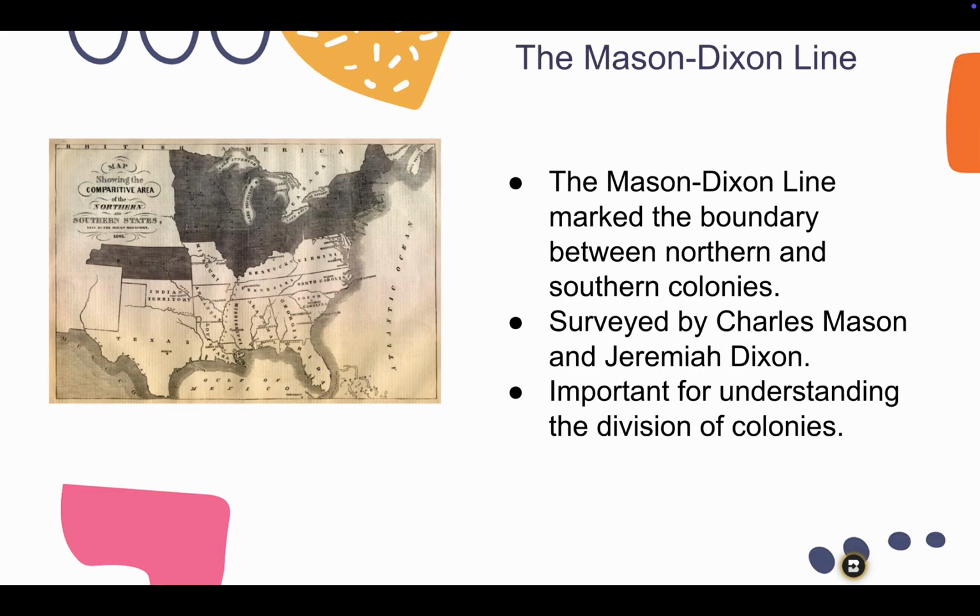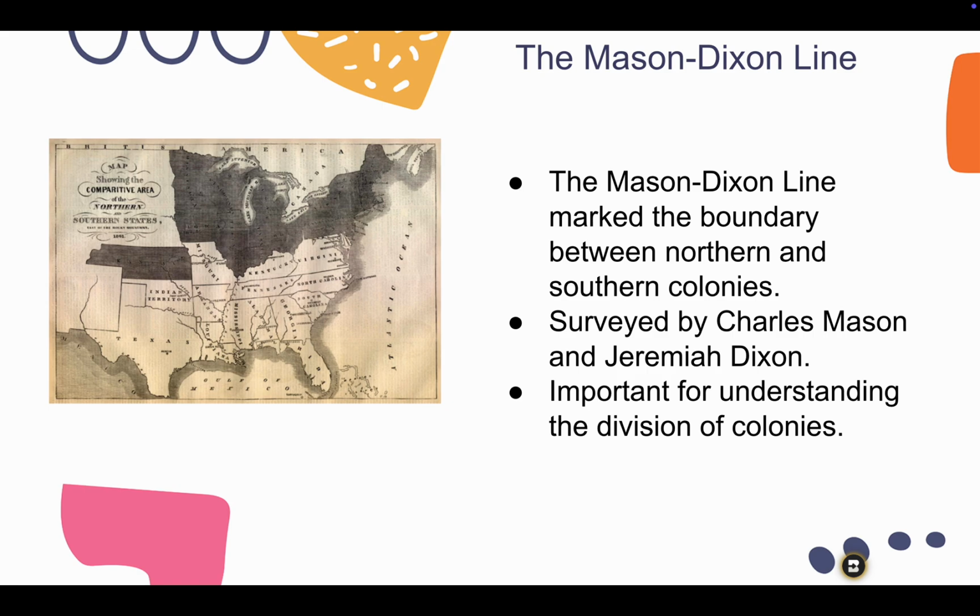Okay, the Mason-Dixon line. This is going to be the first thing I want to talk about. And this is kind of, I don't want to say an arbitrary line or an imaginary line. It's what marks the boundary between what's going to be known as northern colonies and southern colonies. Eventually, when the United States is nearing the Civil War, it's going to be kind of the boundary between slavery and non-slavery. Non-slavery to the north, slavery to the south.